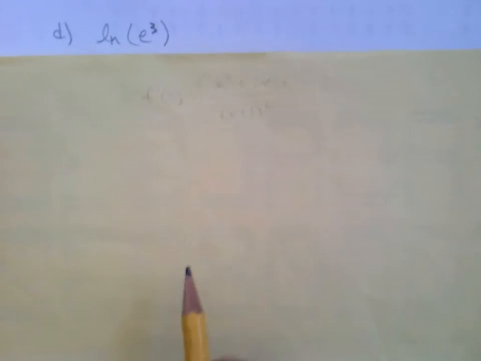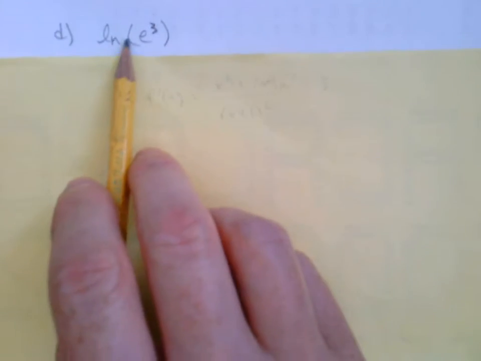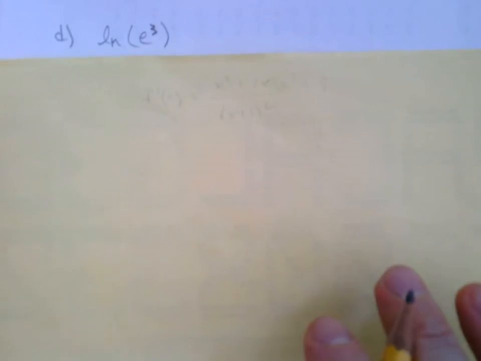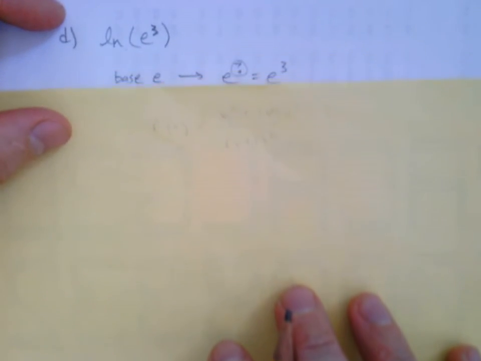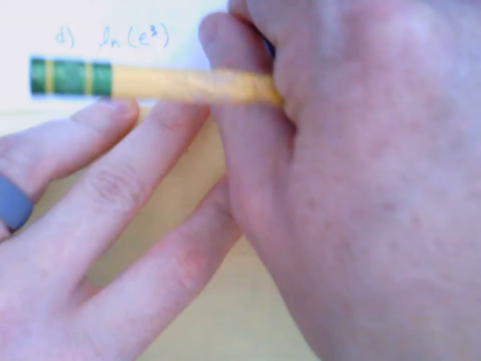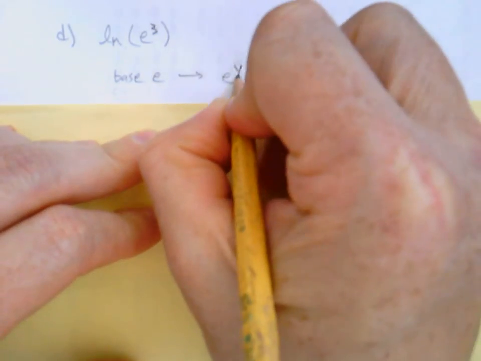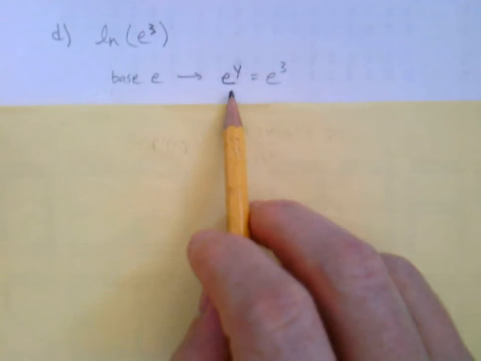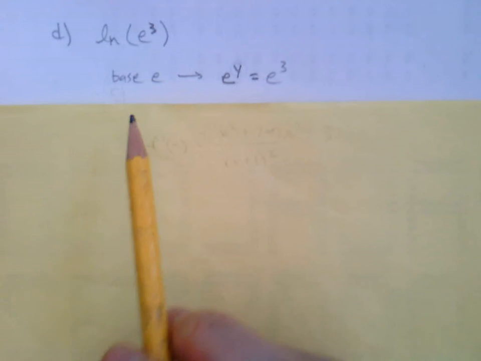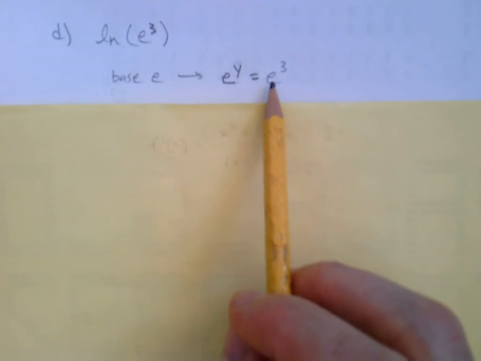The natural log, and the argument here is e to the third: the natural log of e to the third. Well, if you remember, the base for natural log, it's not written, but it's a base e. So for this question, we'd be thinking, okay, my base is e, so I'm saying e to the what? E to the y equals e to the third. Okay, what does y equal?